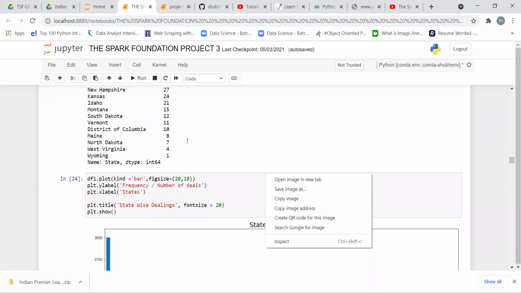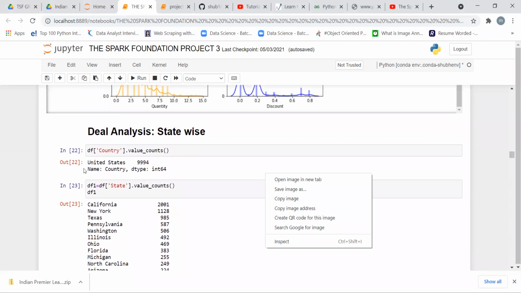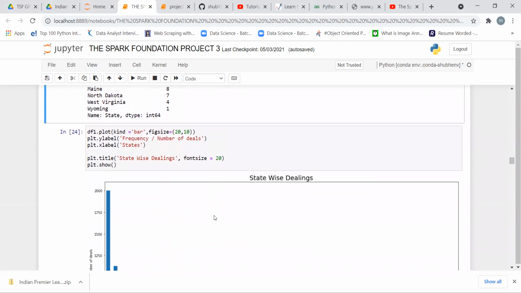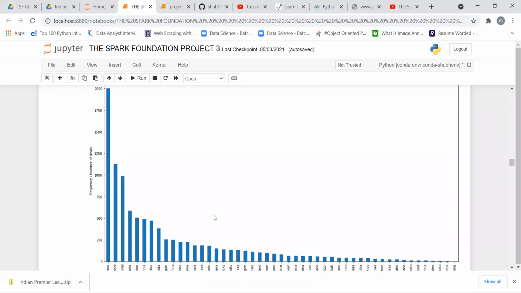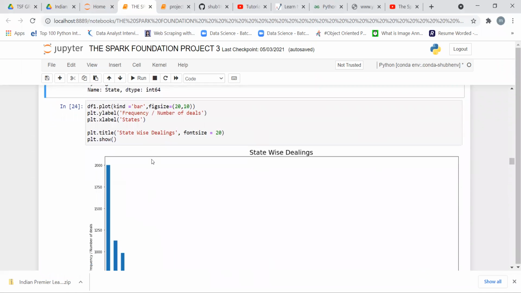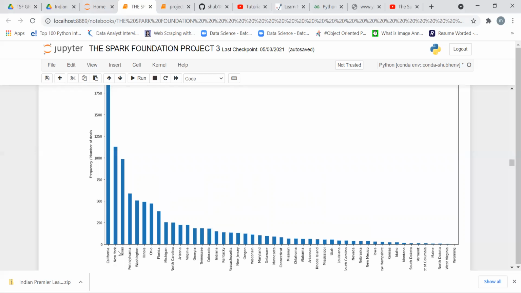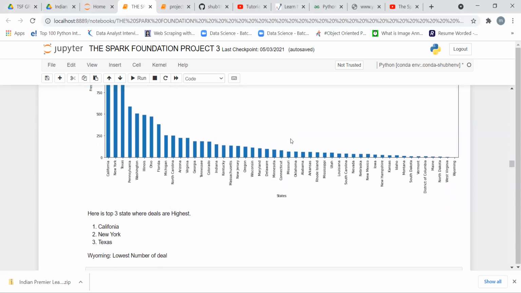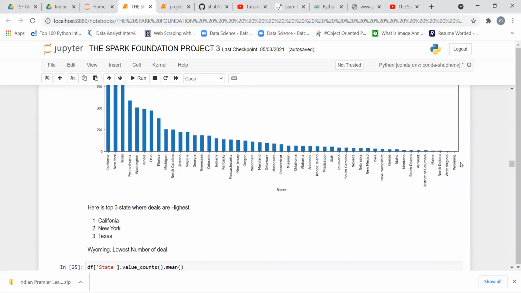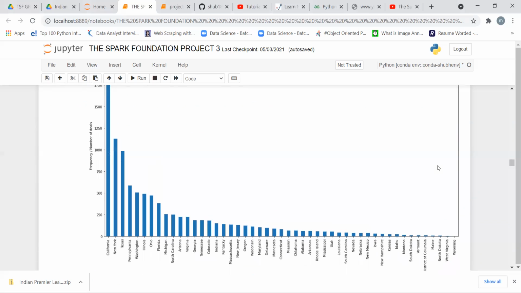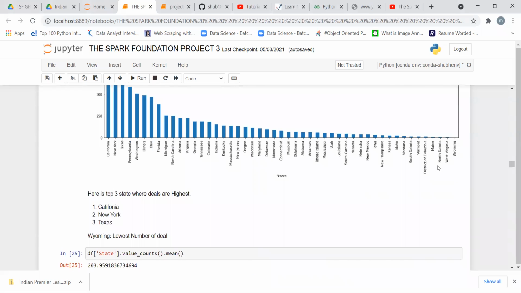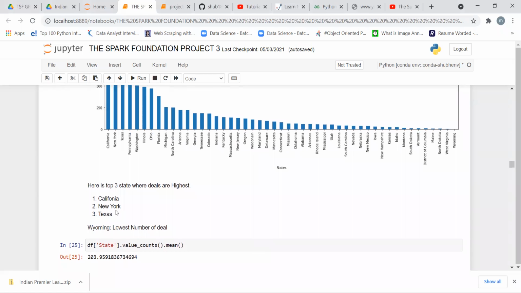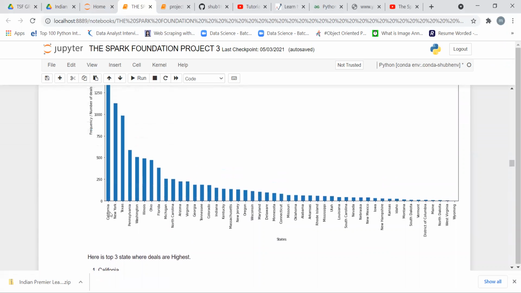This data set is shown in a bar chart, defined as state-wise dealing. We can see that California has the highest dealing compared to the other states, and Wyoming has the fewest deals. So we have three states where deals are highest: California, New York, and Texas.